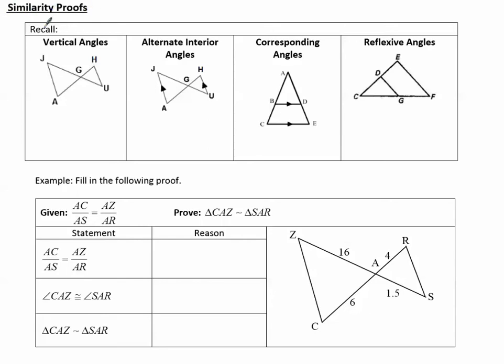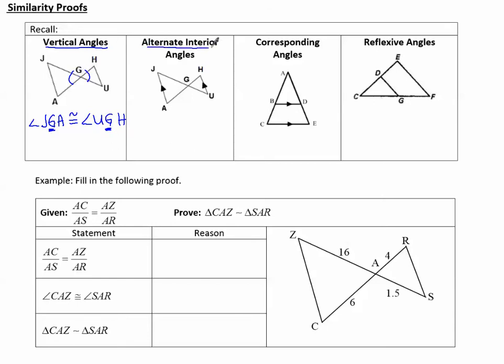Similarity proofs. Recall some of the things that we know we can mark in conjoined triangles, triangles that are joined, such as vertical angles. Vertical angles are congruent. Those are from lines that are intersecting. So we would say that angle JGA is congruent to angle UGH. Remember that it is the middle letter that is the vertex of the angle.